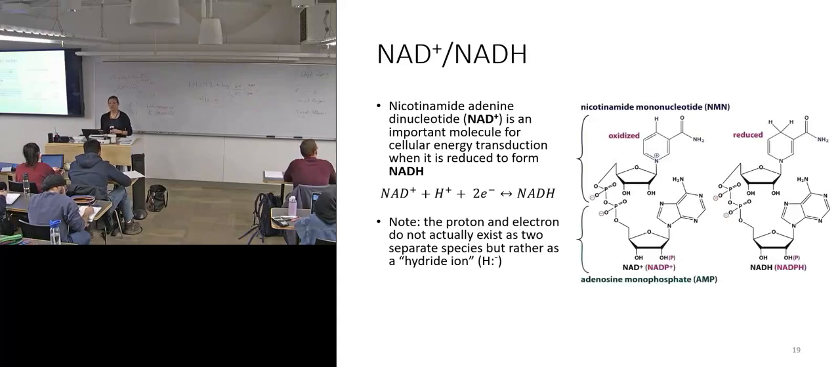Here's the structure of NAD+. Again, I have no interest in you memorizing this structure. I don't even have interest in you memorizing these names, right? So there's two sides to the structure. There's an AMP side here, which doesn't actually participate in the redox at all. And then there's the nicotinamide mononucleotide, or NMN, which is the portion of the molecule that's actually undergoing the redox, okay?